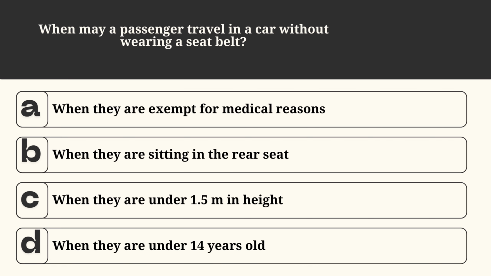When may a passenger travel in a car without wearing a seatbelt? A. When they're exempt for medical reasons. B. When they're sitting in the rear seat. C. When they're under 1.5 meters, 5 feet, in height. D. When they're under 14 years old. Answer: A. When they're exempt for medical reasons.